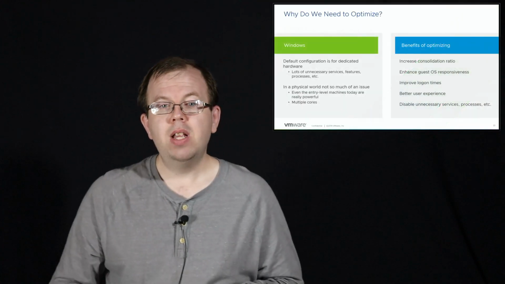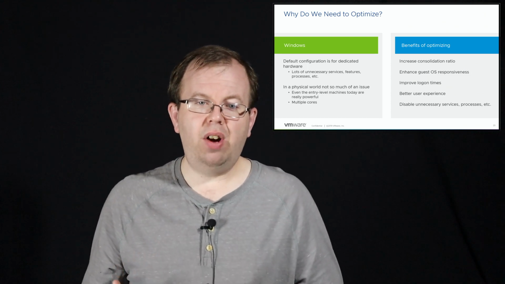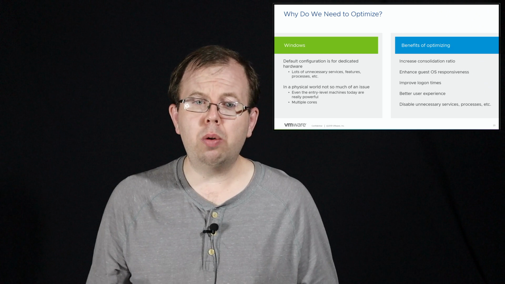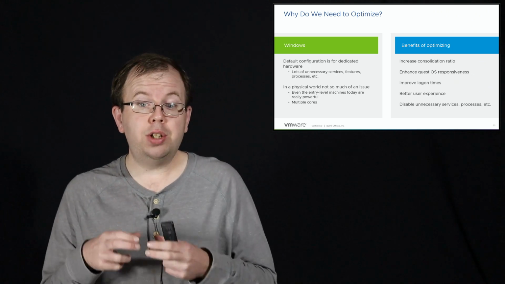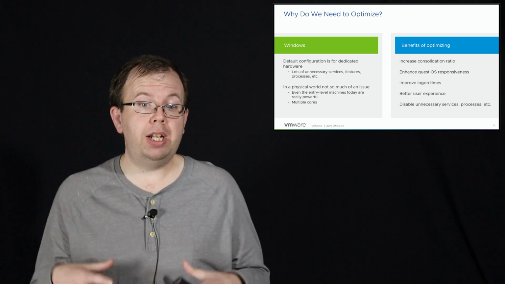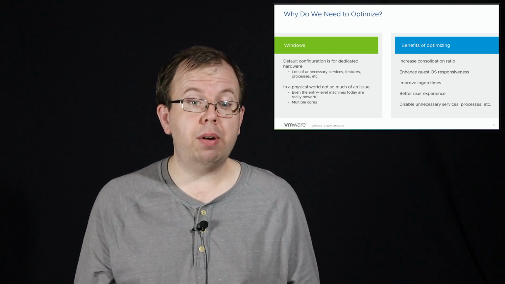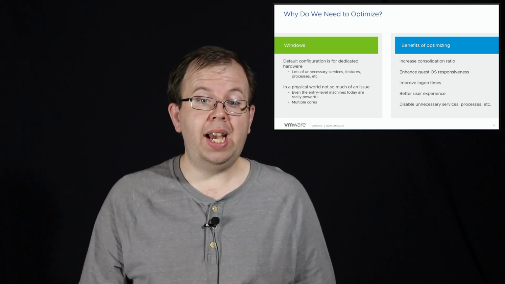So let's talk for a second about some of the benefits of optimizing Windows 10. Why do we need to optimize? Well, if you think about the default configuration for Windows, it's really geared towards dedicated hardware. It's designed to live in a world where each machine has its own dedicated CPU, RAM, and storage. So there's a lot of unnecessary things running in the background that aren't required for VDI.